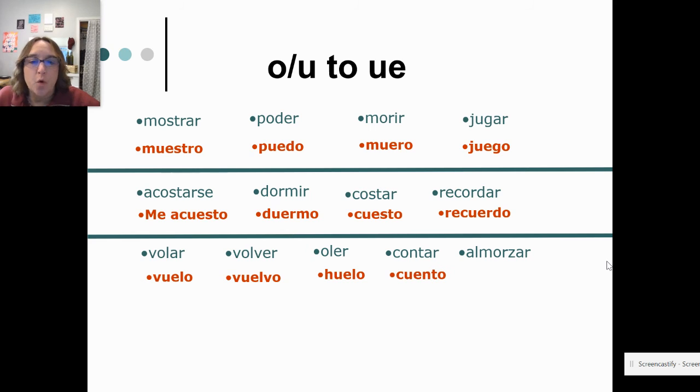Contar, to count. Cuento. Almorzar, to have lunch. Almuerzo.